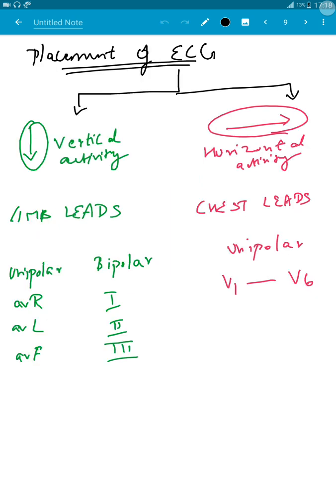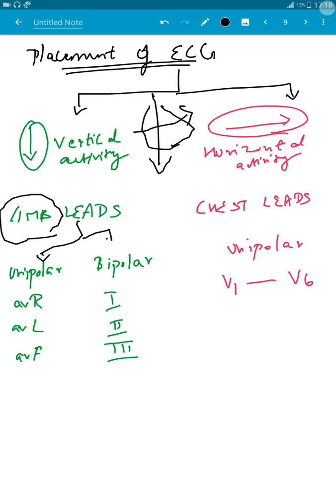Okay, then we can see about the placement of ECG. In the placement of ECG, there are two activities. One is vertical activity of the heart, and the other is horizontal activity of the heart. For vertical activity of the heart, we can use the limb leads. There are two types, unipolar and bipolar. In unipolar, the leads are AVR, right arm, AVL, left arm, AVF, foot, and bipolar leads 1, 2 and 3. For horizontal activity, use chest leads. They are unipolar only, V1, V2, V3, V4, placed on the chest.